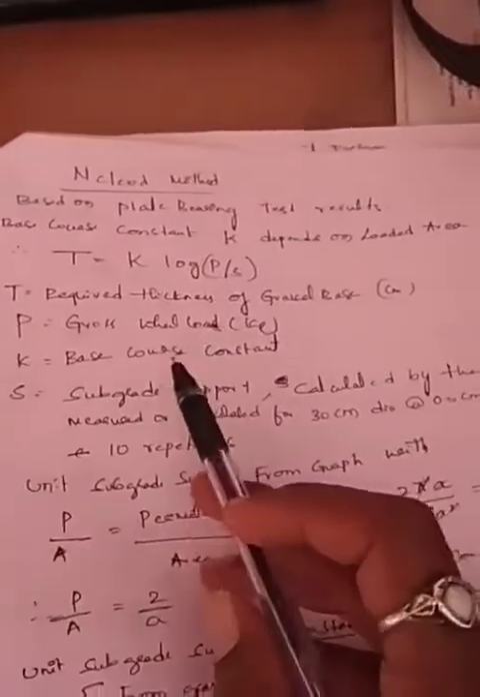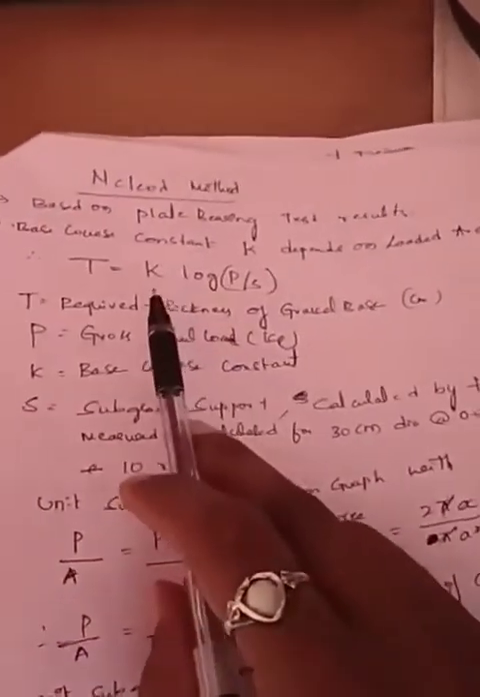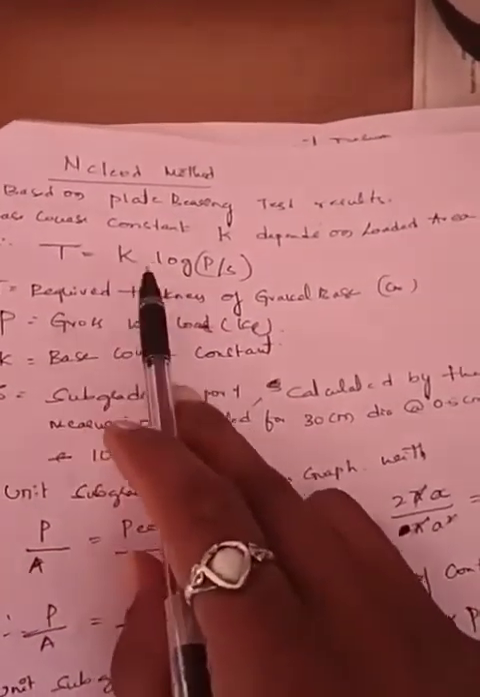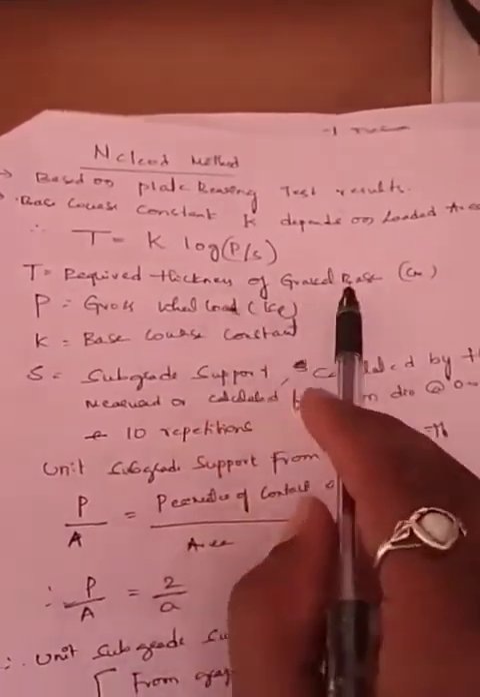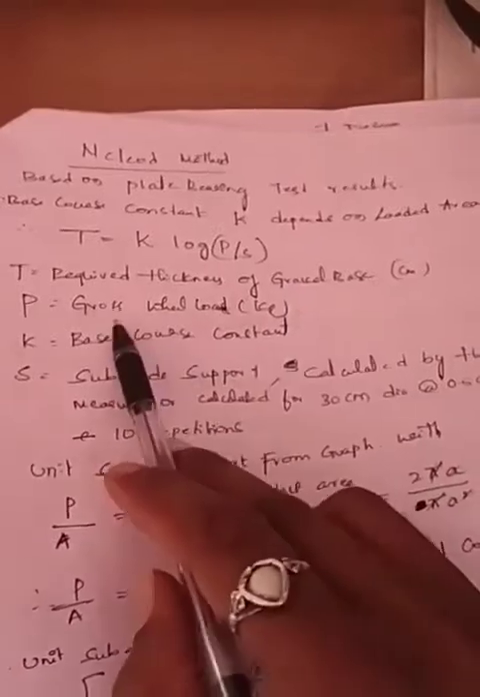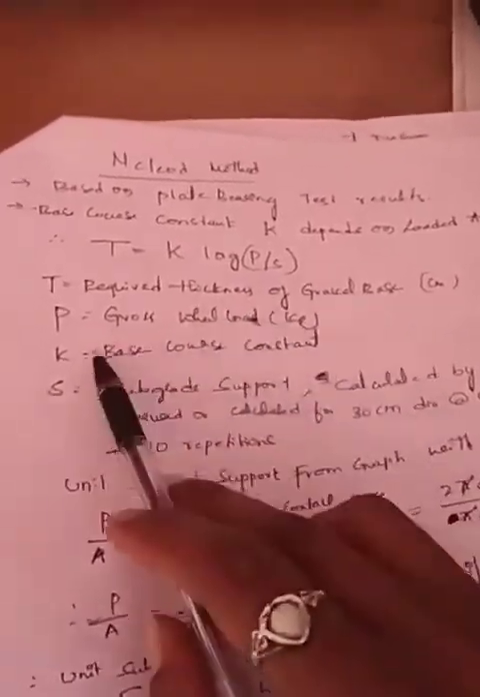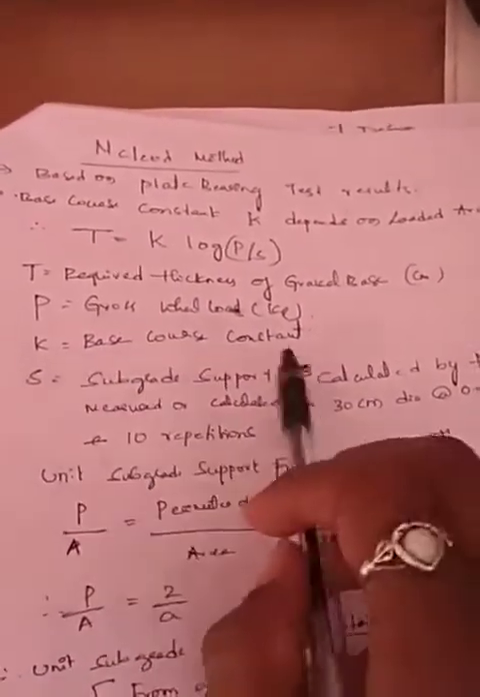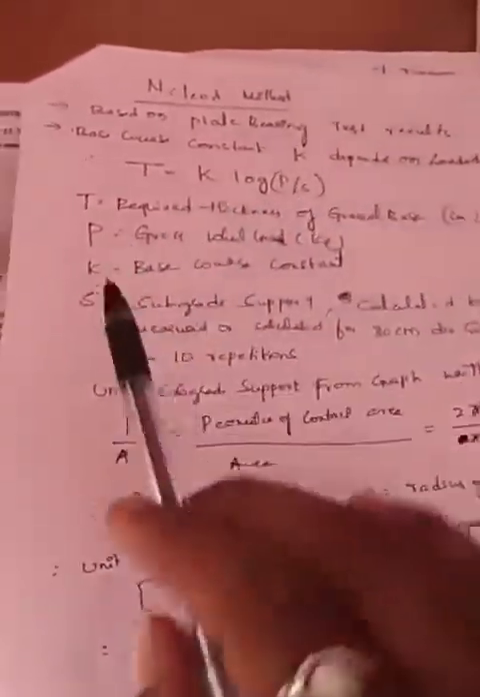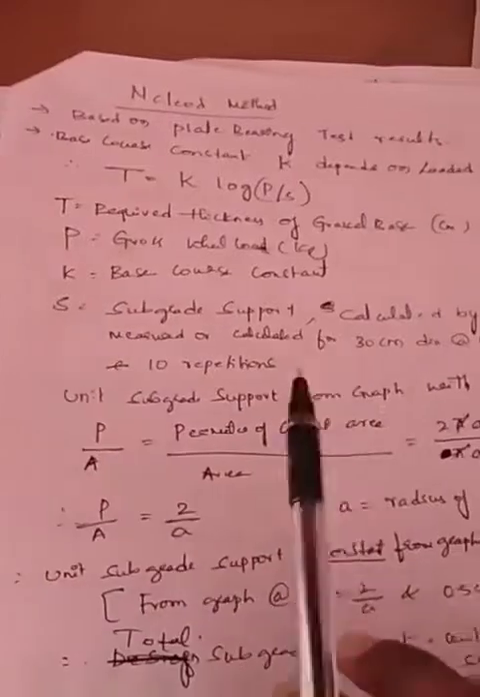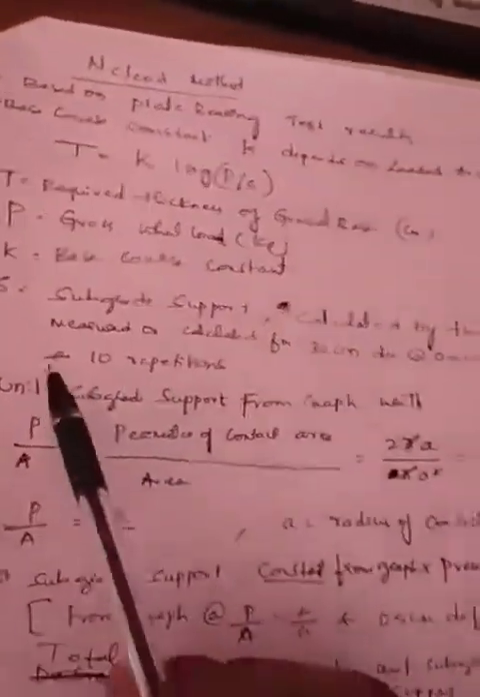The base course constant K depends on loaded area. Then the thickness of the pavement is given by the equation T = K log P/S, where T is the required thickness of the granular base in centimeter, P is gross wheel load in kg, K is a base course constant, and S is subgrade support. Out of all these, finding the S value is very important. Please listen carefully here to how to find the subgrade value.